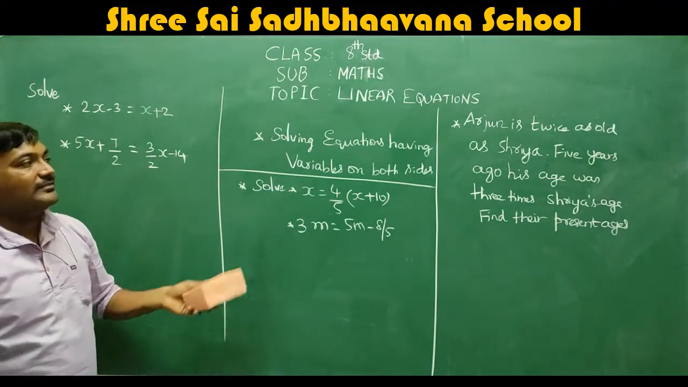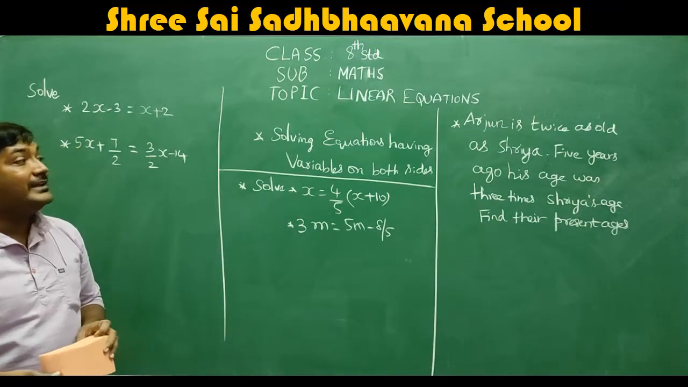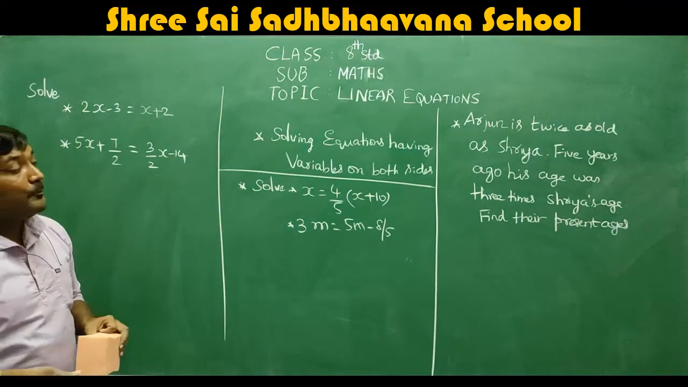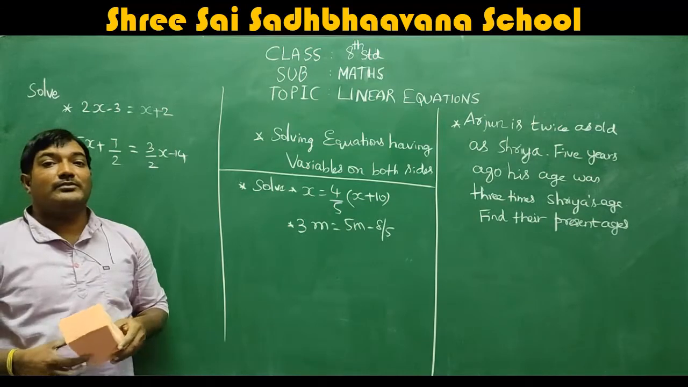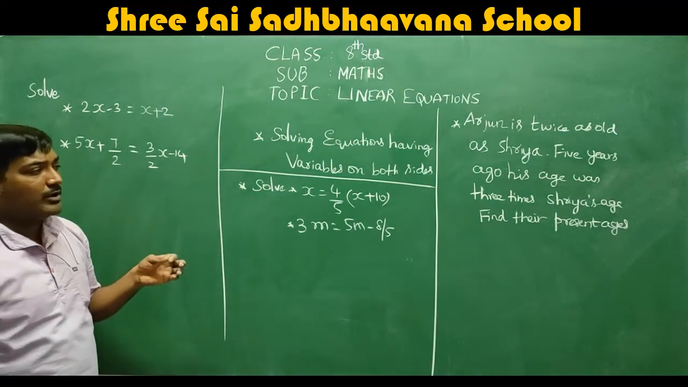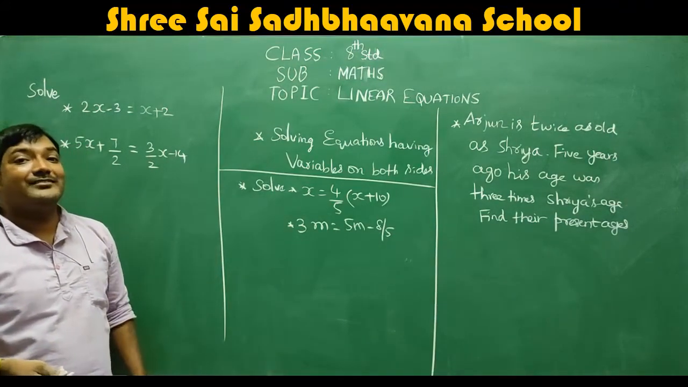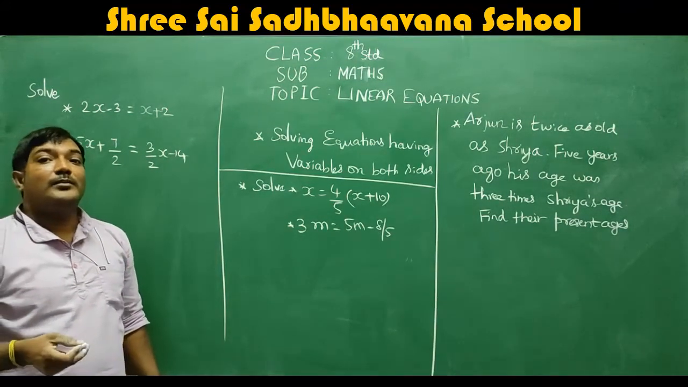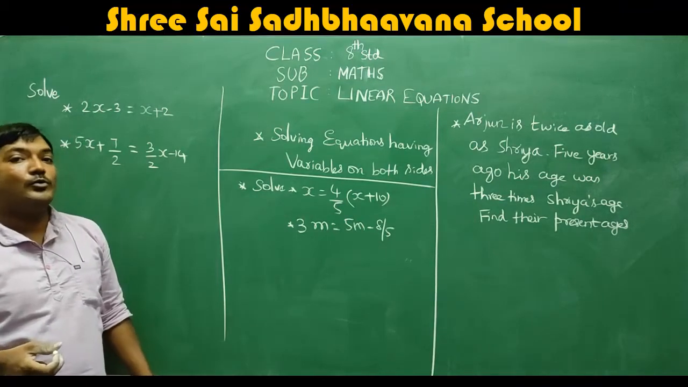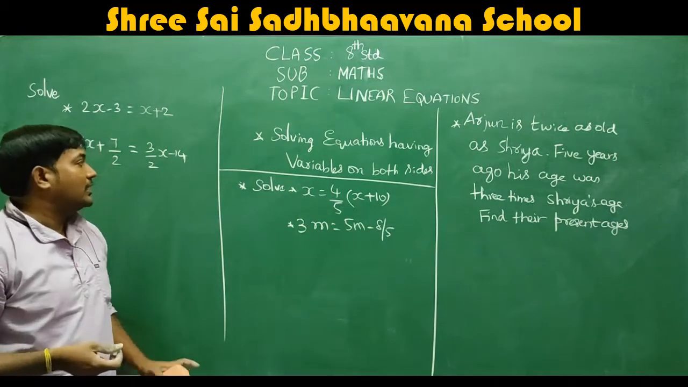This is a part of equations where you have variables on both the sides. It is different from the last type. In the last type we had variables on only one side and constants on the other side. In this we have variables on both the sides. So how do we solve this equation? We are going to do this right now.